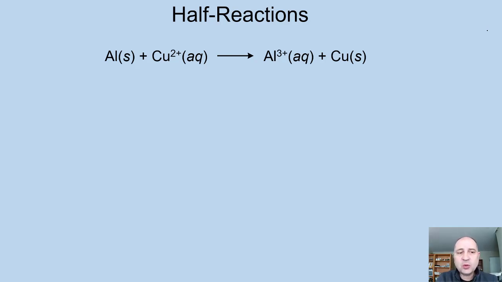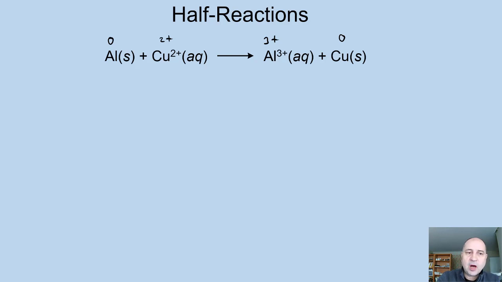So the first thing you want to do is always assign oxidation numbers to each element that's shown. So aluminum by itself is 0. Copper already has a charge. I'll write it above anyway. Aluminum has a charge on the product side, and copper here is 0. So that's step number 1.